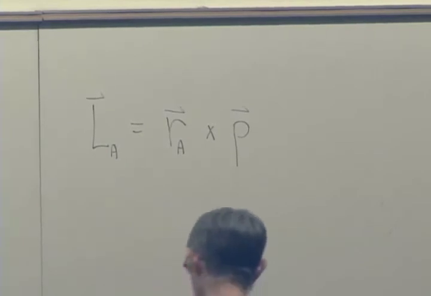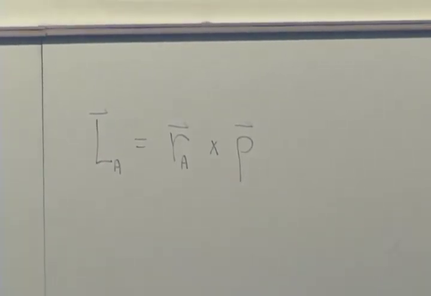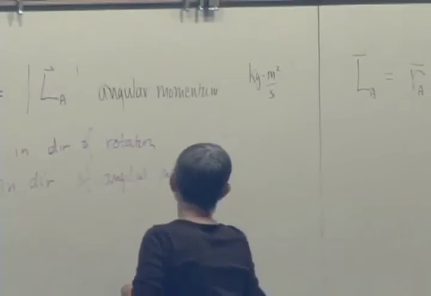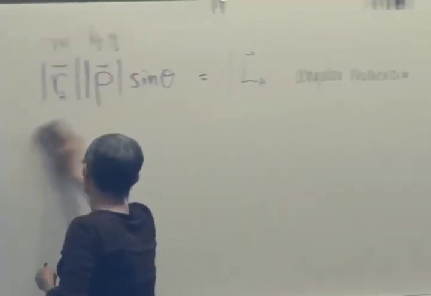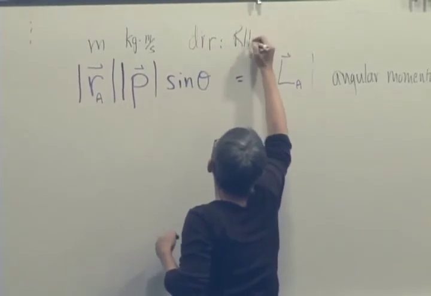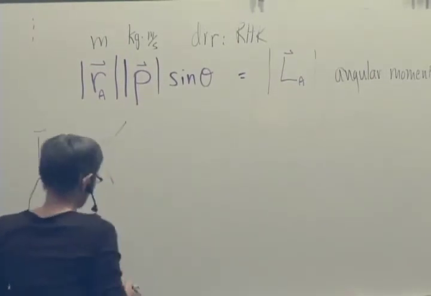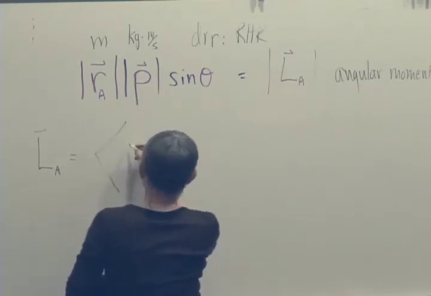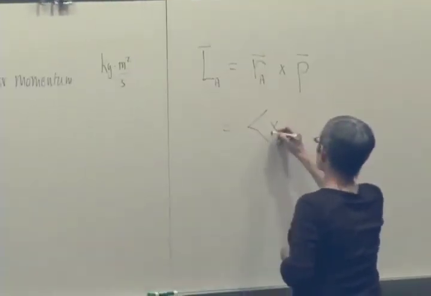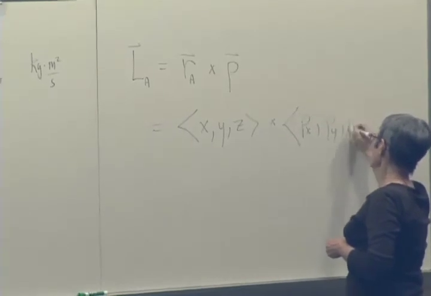And this is different from, remember we did dot products when we were talking about work. And dot product was a scalar. This is a way of combining vectors that gives you a vector as a result, so it's very different. Mathematically, we can say direction right hand rule, but we could also write it like this. It's going to be a vector. So let's write these vectors out. We'll write r as x, y, z, and we'll write p as px, py, pz.